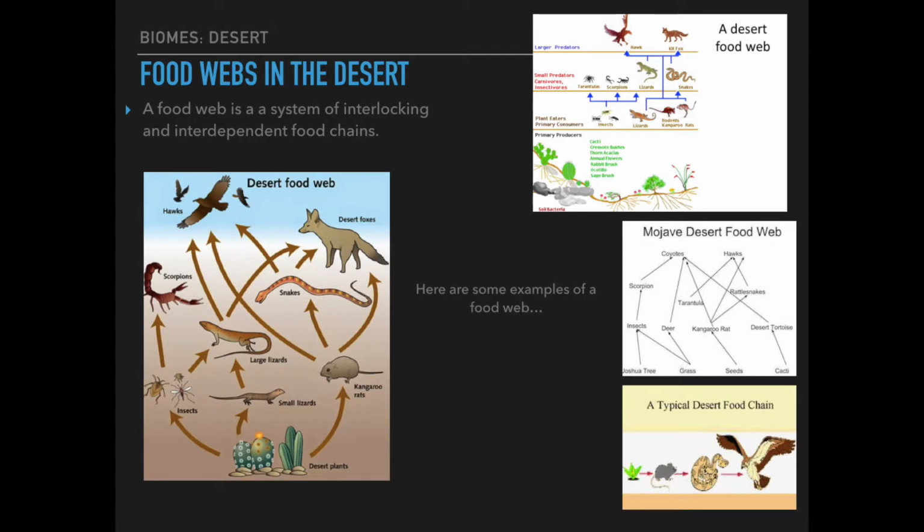Next, we're going to talk about food webs in the desert. A food web is a system of interlocking and interdependent food chains. Here are some pictures of examples of some food webs in the desert.